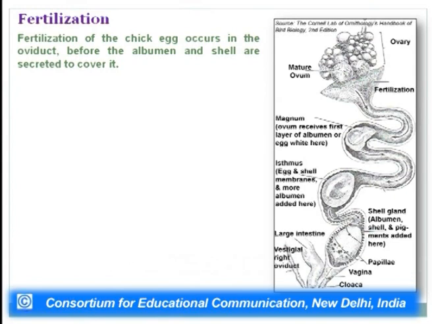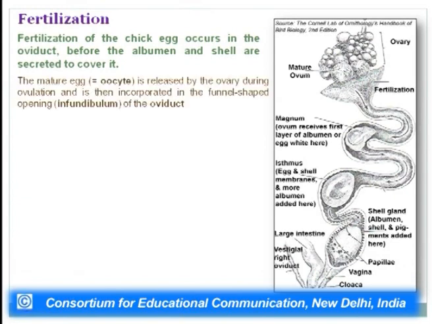It's an interesting fact that developmental biology studies started in chick, and in the hen there is only a single ovary, because the sperm has to move so far and the oviduct is pretty large. The mature egg is released by the ovary during ovulation and is then incorporated in the funnel shaped opening, the infundibulum of the oviduct. The infundibulum is the funnel shaped region where fertilization occurs.